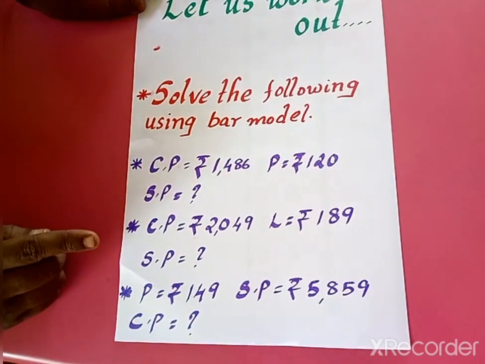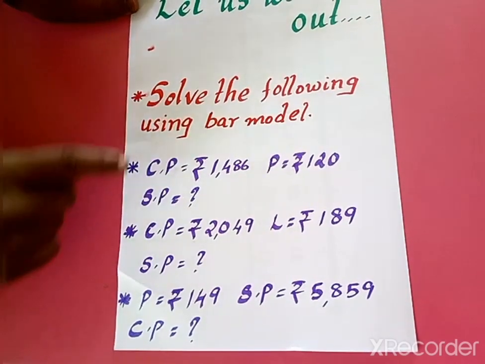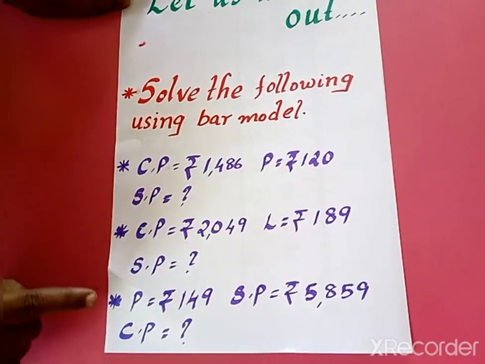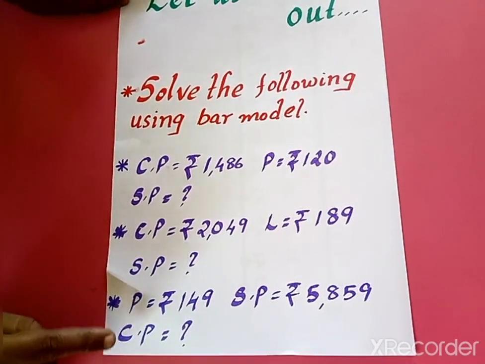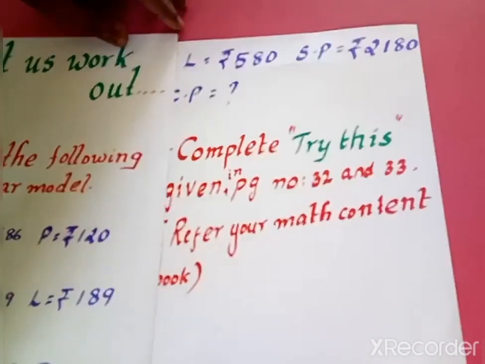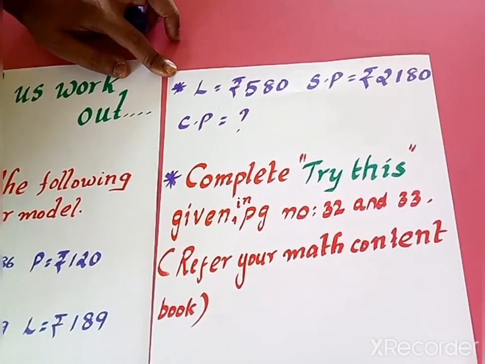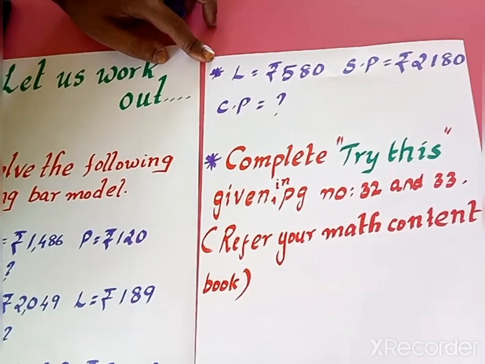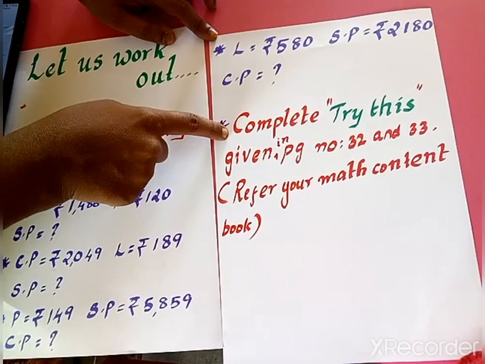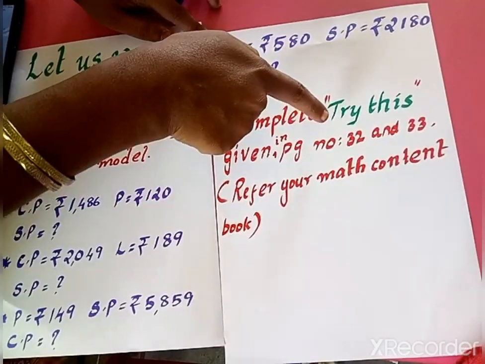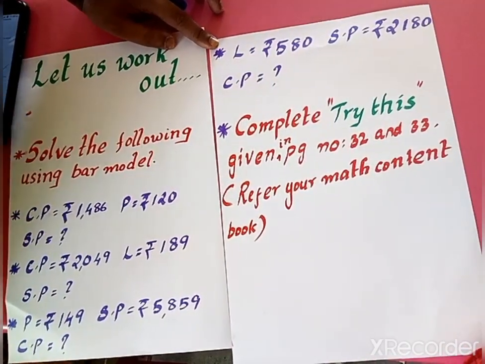So these are your homework questions. In the first one, you have to find the selling price; profit is given. Here also you have to find the selling price; loss is given, using the bar model. In the same way, here you have to find the cost price; profit is given. And here you have to find the cost price; loss amount is given. As I said, in the bar model, if you know any two values, the third value you can find by creating the formulas for that. And this is from your content book. Try this, it is given on page numbers 32 and 33. You can work out these problems. Refer to your math content book for that.